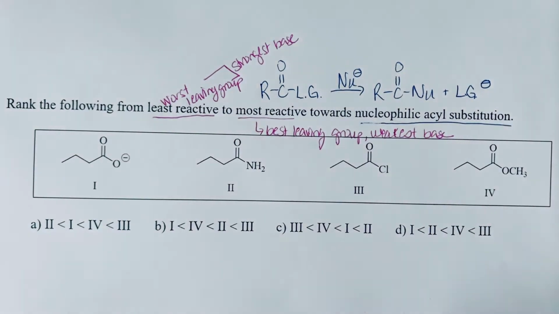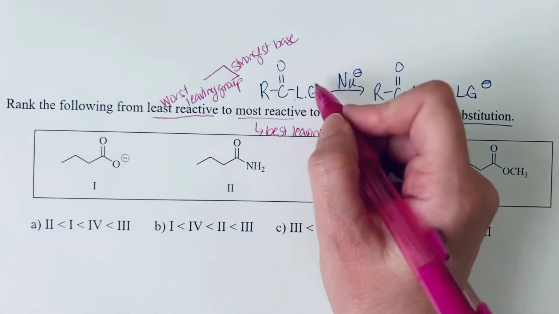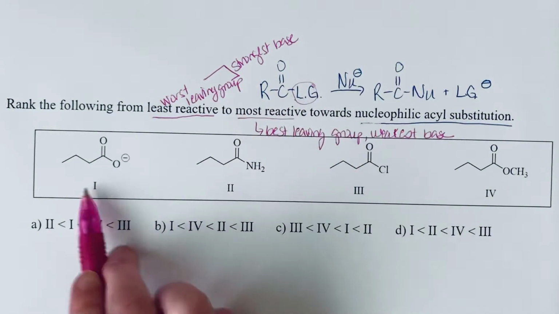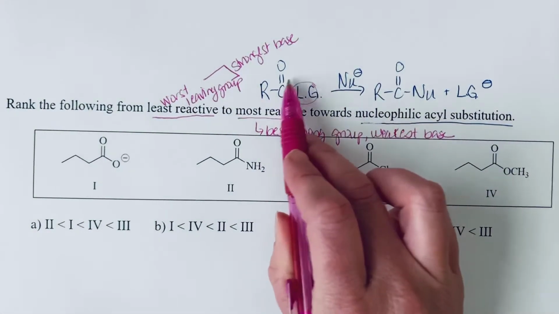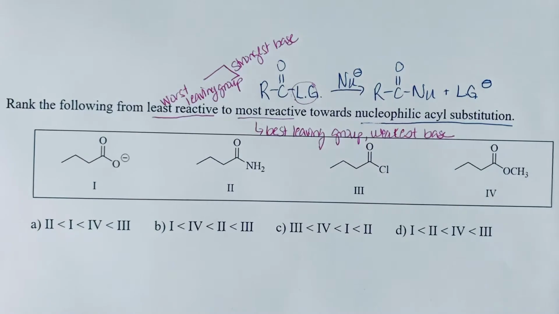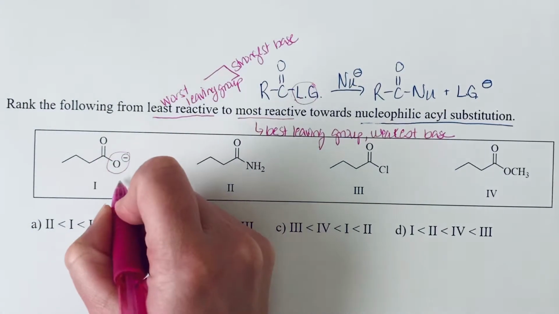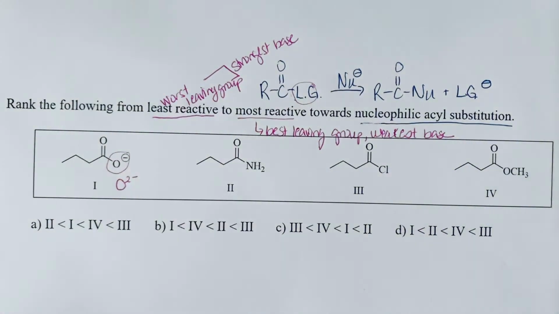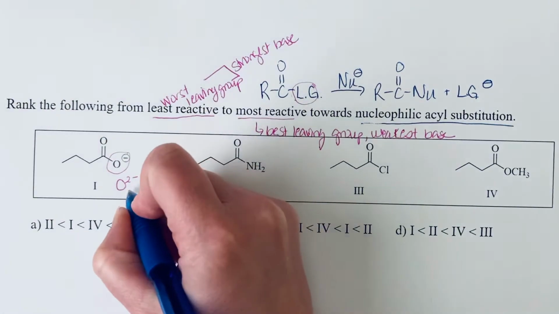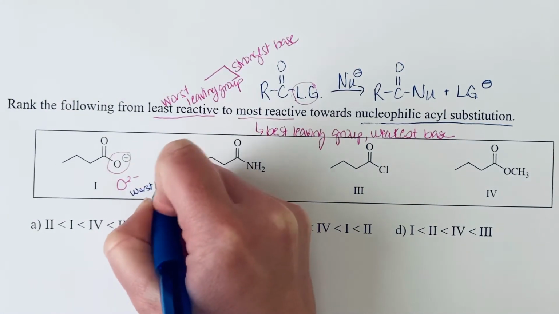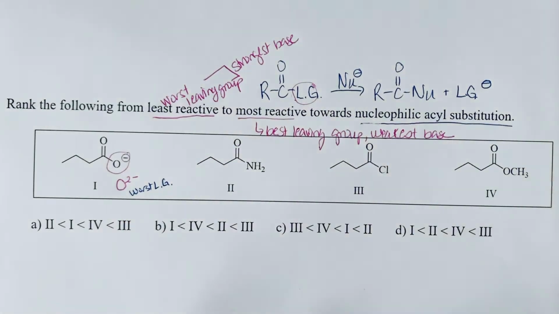So what we have to do is identify what is attached to the carbonyl carbon on each of these structures, and imagine what it would look like if it leaves and gains another negative charge. In the case of this first one, your leaving group here would have to be O2 minus. And so that should really raise your eyebrows. We have never seen this as a leaving group, because this is a really, really, really terrible leaving group. So this is actually the worst leaving group out of all of these that we're going to see.